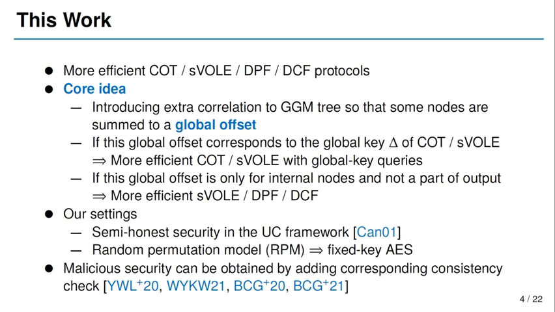The core idea is that we can introduce an algebraic correlation to the GGM tree so that some of its nodes are summed to a global offset. And we will see how this global offset can be used to optimize the efficiency.